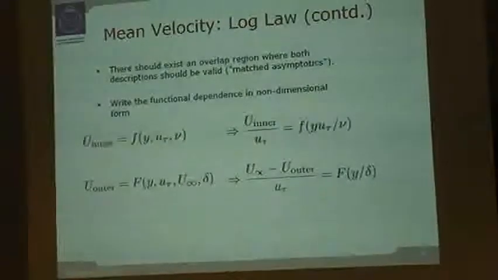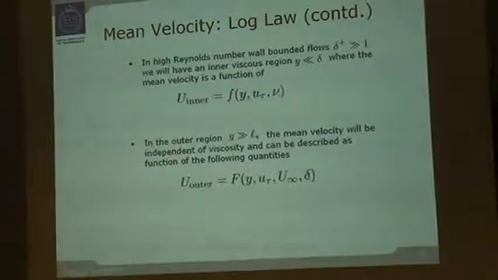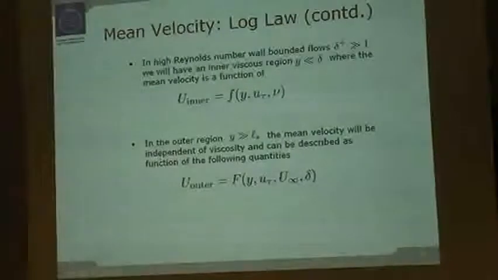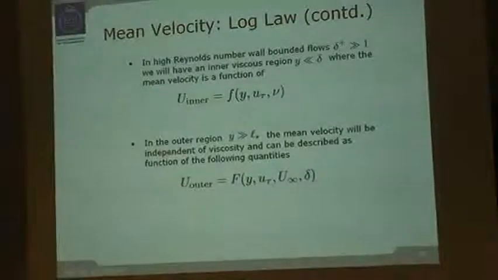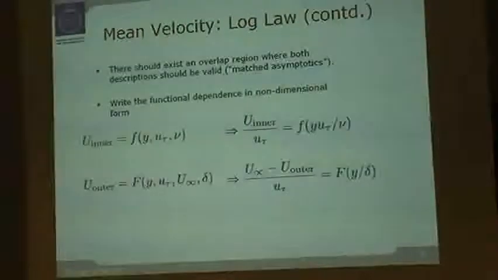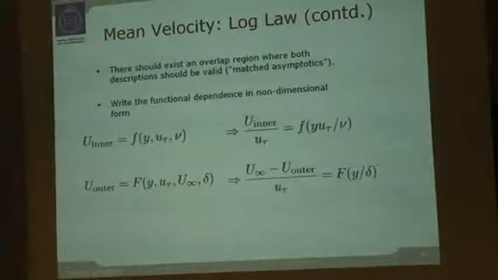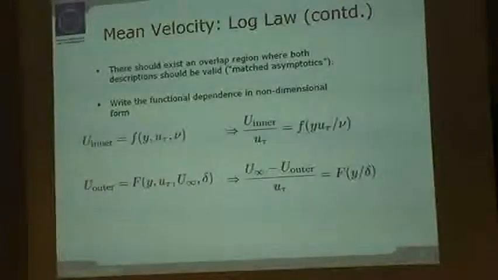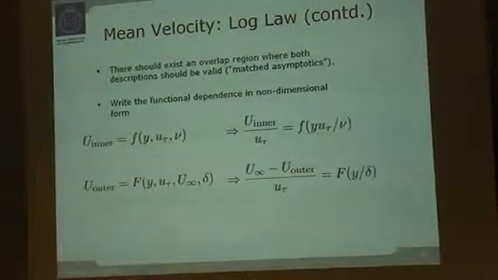Now, if we have a description of these two velocity shapes, it essentially means also that at some point they need to overlap. At some point, this profile needs to be the same as this profile. That means that we should have an overlap region in which both of these descriptions should be valid.